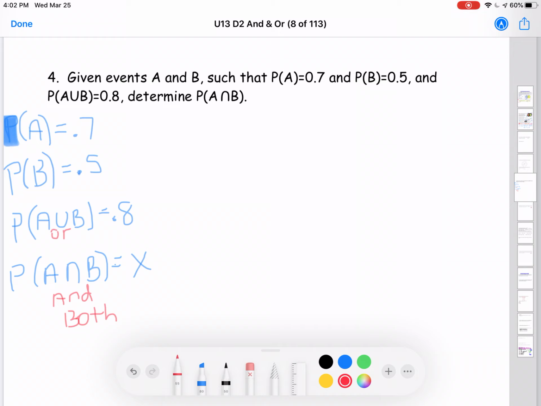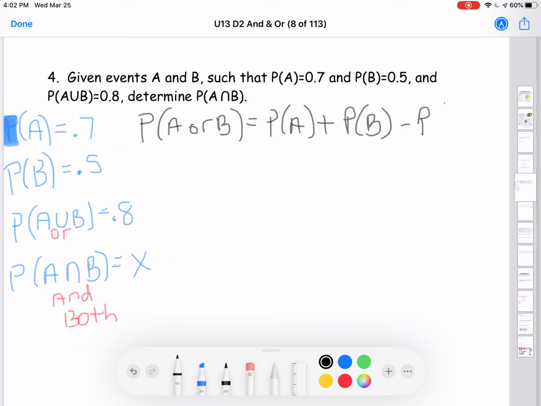Okay, so let's write our formula out. So the probability of A or B is equal to the probability of A plus the probability of B minus the probability of A and B. Probability of A is 0.7. Probability of B is 0.5 minus the probability of X. That's one we don't know, and the or is 0.8.